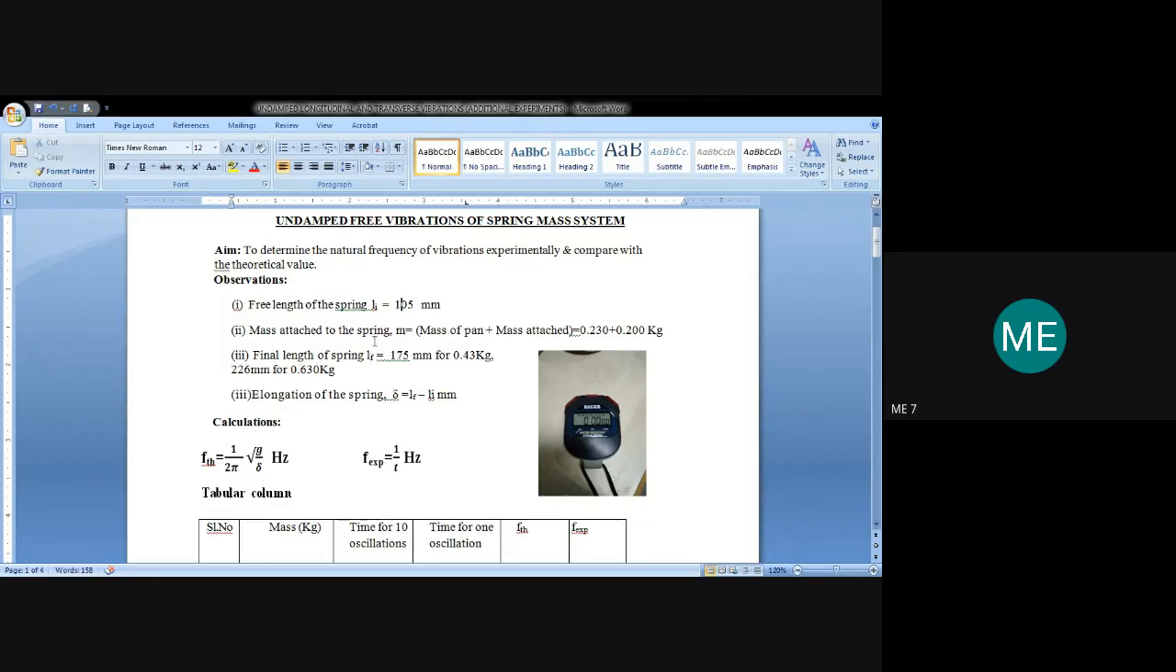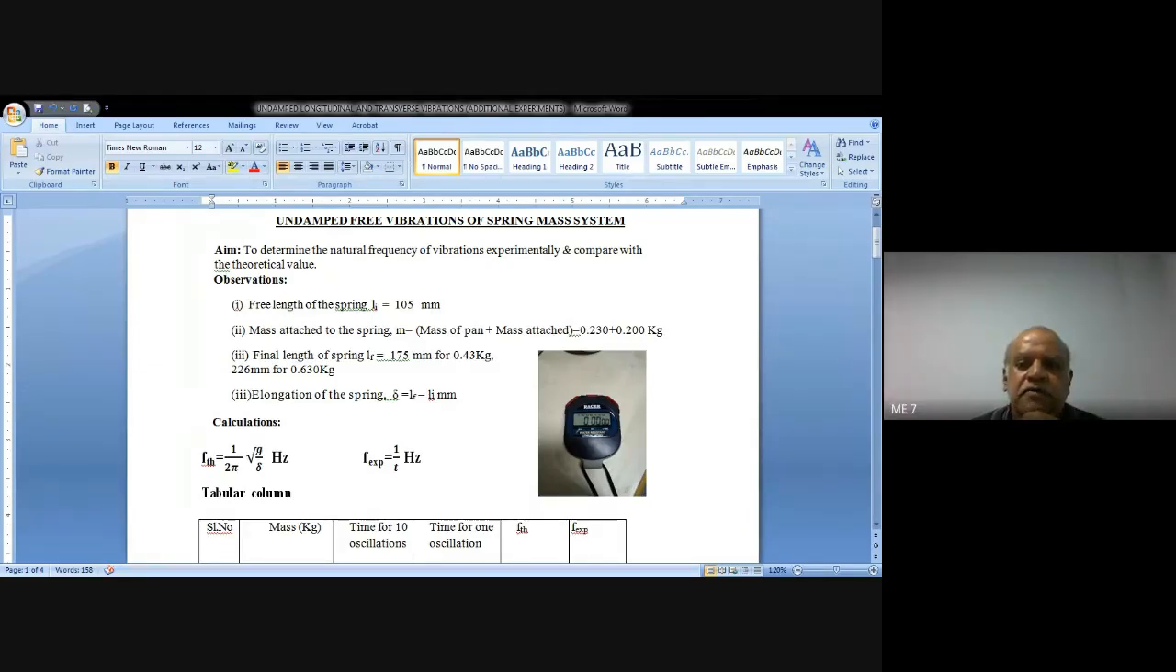How much is 226 minus 105? Sorry, 175 for 0.43 kg. Okay. It is 175 mm is the final length of the spring for 0.43 kg. 105 mm is the initial spring length in unloaded condition. So difference is going to be 70 mm. Okay. So for 70 mm, that is the static deflection. What is the theoretical frequency? Please give me theoretical frequency. Theoretical frequency I require.